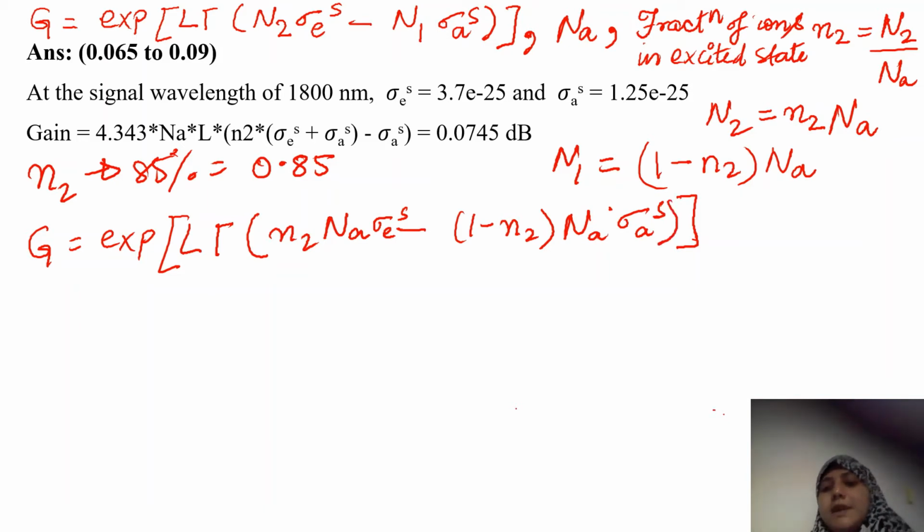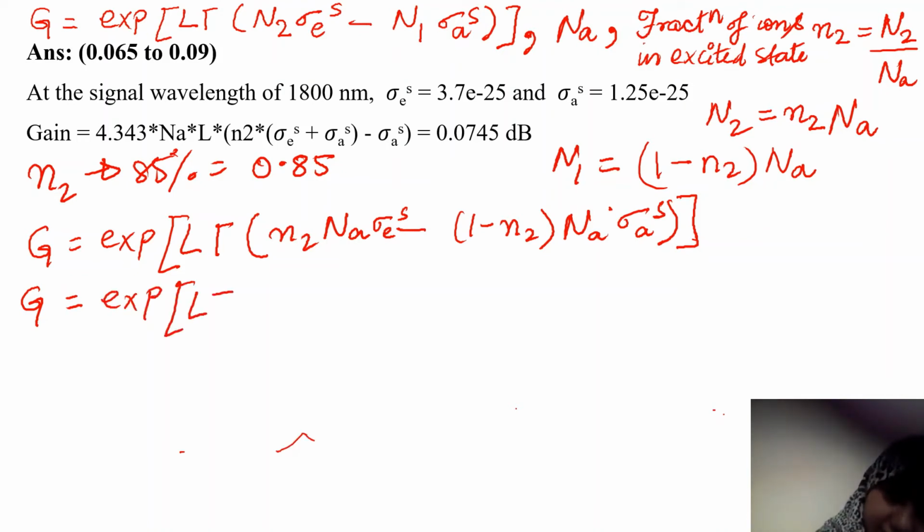Those sigma ES and sigma AS are found from the graph, that graph of transition cross section with the wavelength, and at a wavelength of 1800 we found that sigma ES is equal to 3.7 E minus 25 and sigma AS is 1.25 E minus 25. So now how much will this gain expression be? Let's simplify this expression a bit. We need to do some maths.